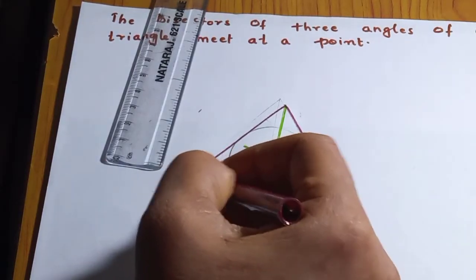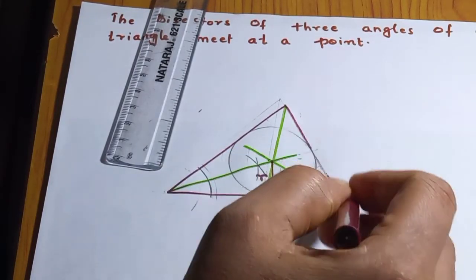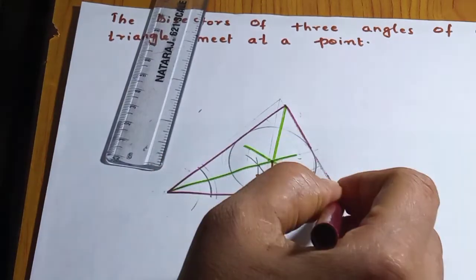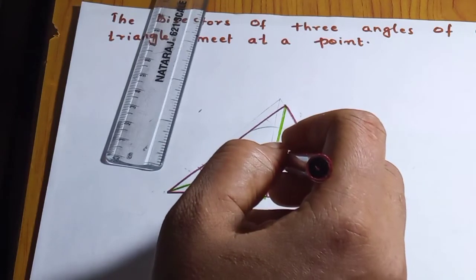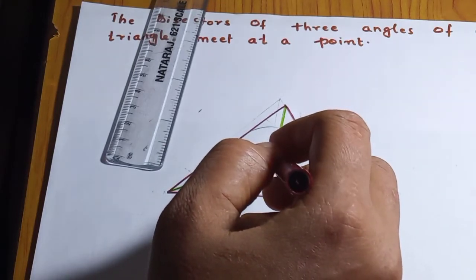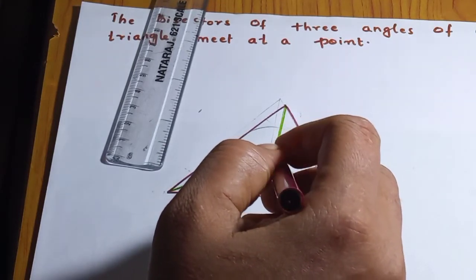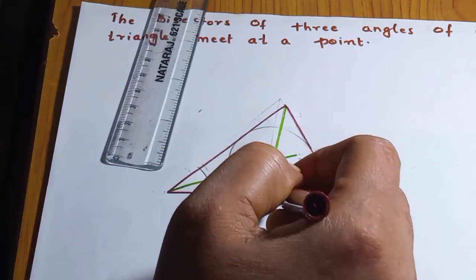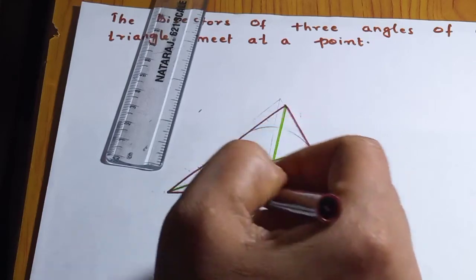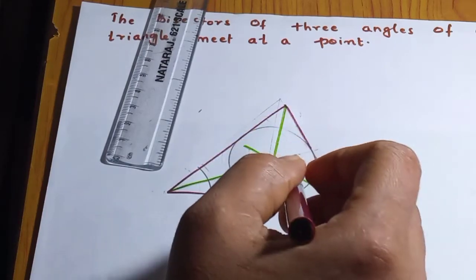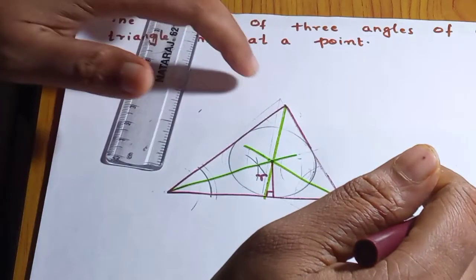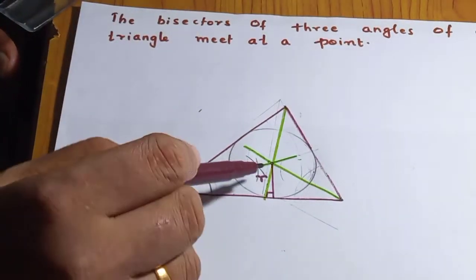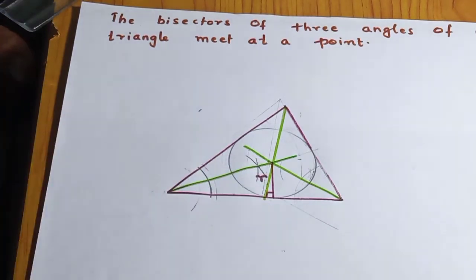So to construct an incircle, just draw the angle bisectors of any two angles, and keeping the intersecting point of the angle bisectors as center and the distance to any of the sides of the triangle as radius, draw a circle. That circle is called the incircle of the triangle. Okay, the radius is this perpendicular distance.